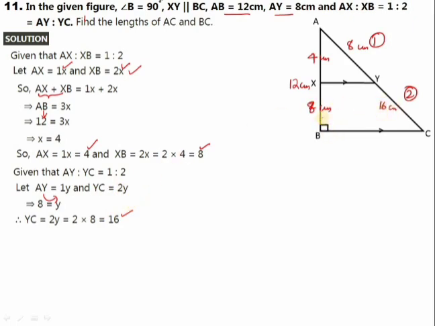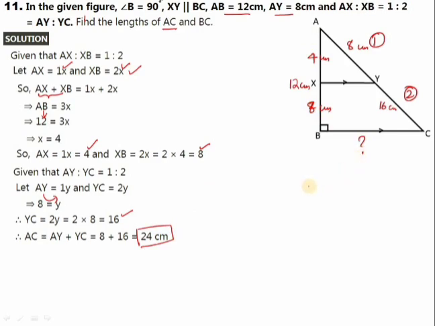Now the question is asking you to find what is AC, isn't it? So can I write AC equals AY plus YC? Yes. So AY plus YC, AY is 8, YC is 16. Add them up. Your first answer will be 24 centimeter. So we got the value of AC. Alright. Now we have got AB also, and you are asked to find what is BC.